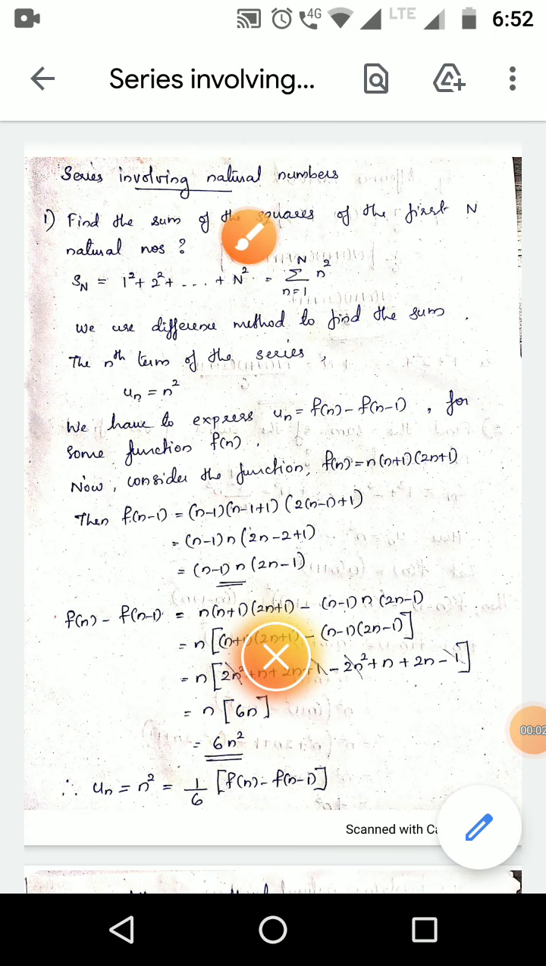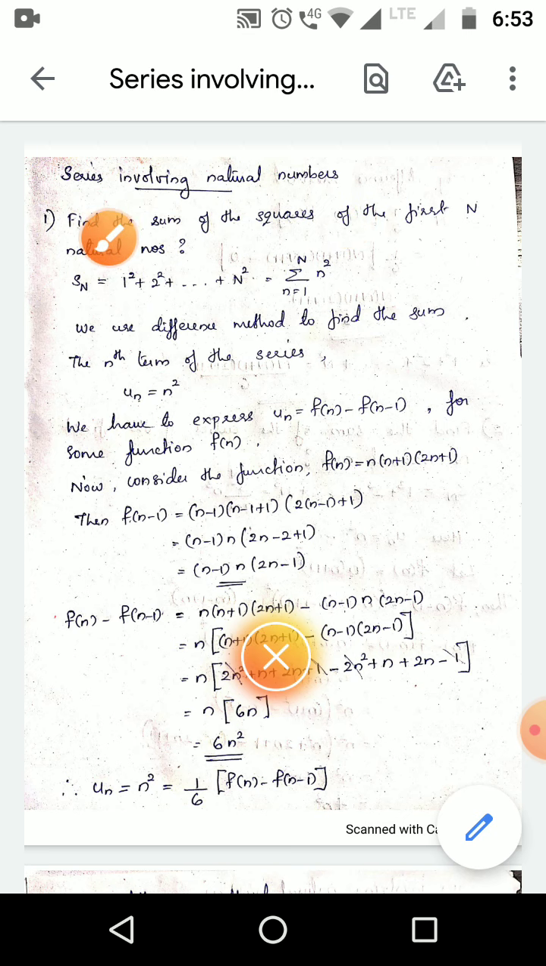Okay, we have already seen the difference method or the telescoping series method. Next we look at the series involving natural numbers. Here also we use the difference method. So let us look at the problem. These are the questions that involve series involving natural numbers.